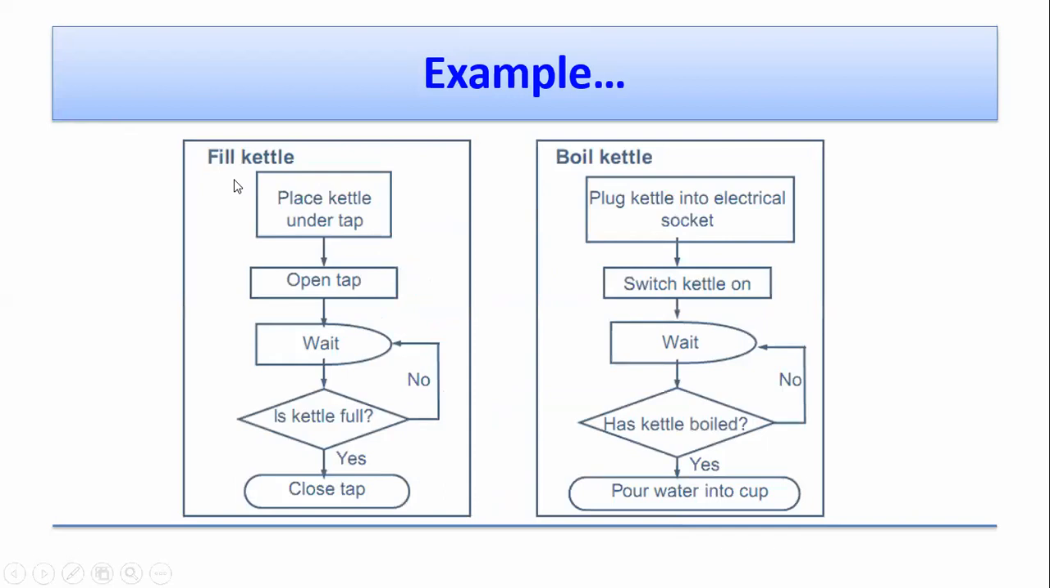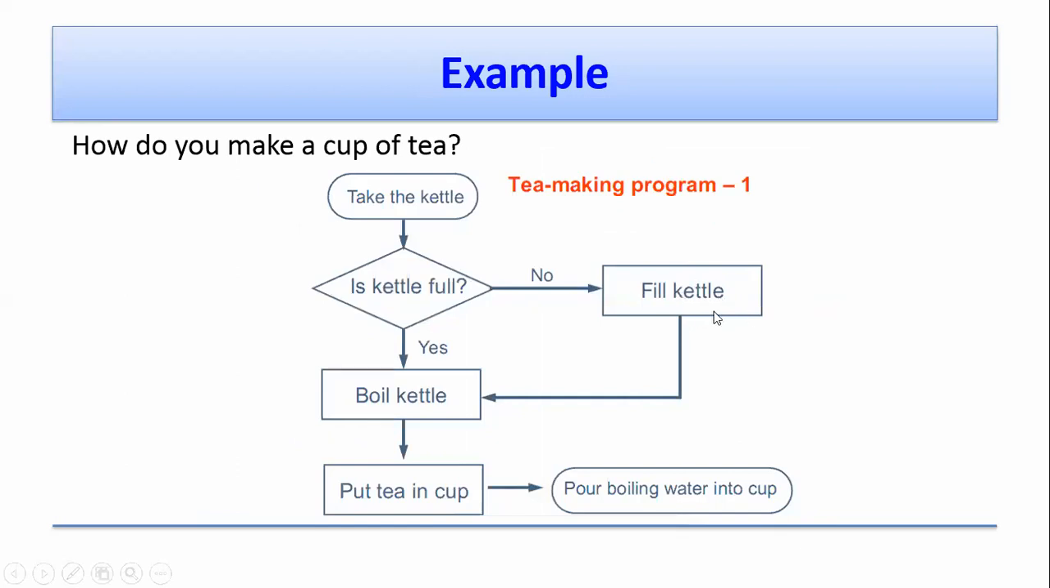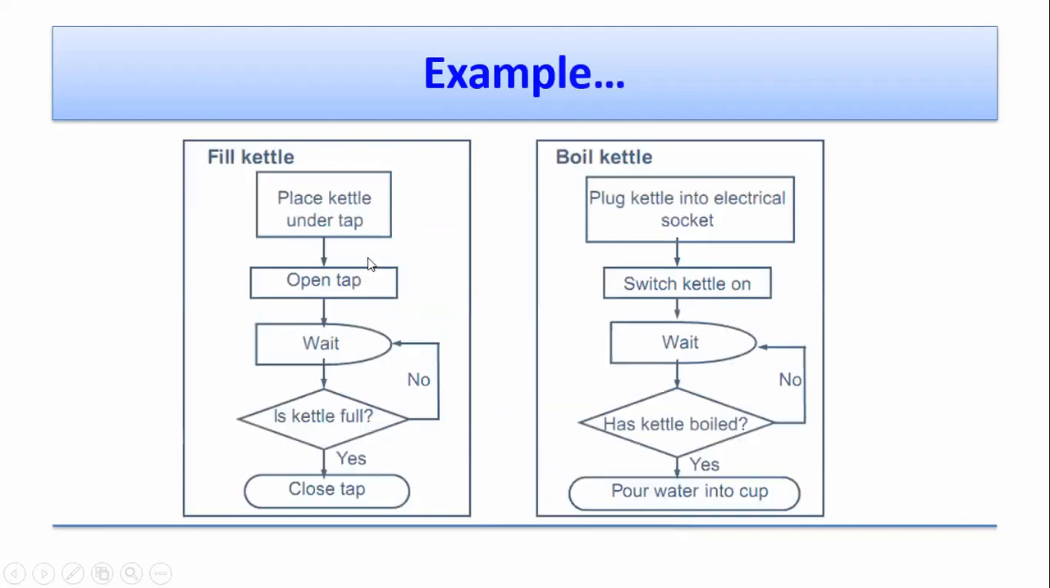Okay, and then when you fill the kettle, there are some sub processes. How can you fill the kettle? We have to go to the tap. Likewise, we can have some sub processes, which we call a sub algorithm. When you fill the kettle, you have to place the kettle under the tap, open the tap, and wait for filling. If the kettle is full, then we have to close it. So when you fill the water, we have to check it. If it is no, we have to wait.